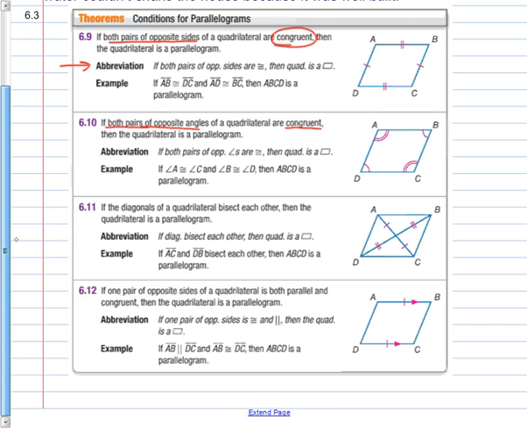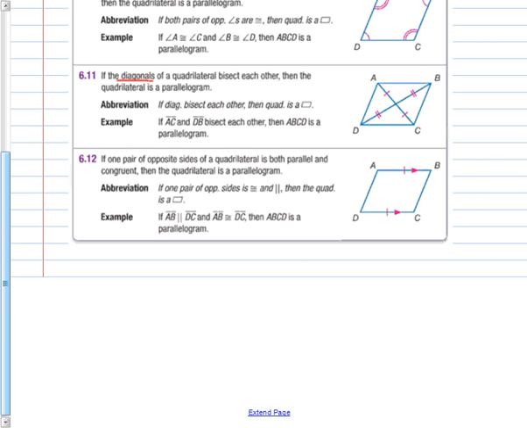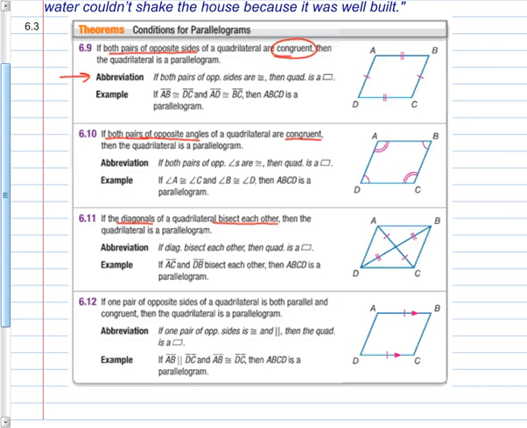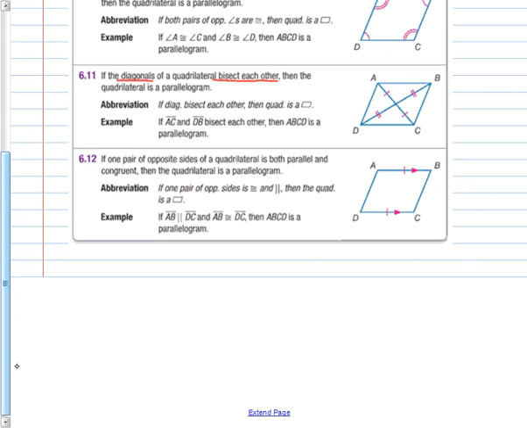The next one. If the diagonals, what are the diagonals supposed to do? Bisect each other, then that quadrilateral is a parallelogram. Now, all three of these, even though they didn't say both down here, we have to have both diagonals in order to have them bisect each other. We had both pairs of opposite sides congruent, both pairs of opposite angles congruent, both diagonals bisecting each other, and then this next one says, or if you have one pair of opposite sides that are both parallel and congruent.